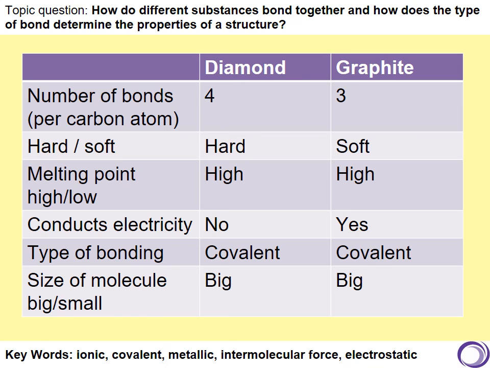In terms of conducting electricity, diamond does not conduct electricity, but graphite will, and the reason it does this is because it has free delocalized electrons that can move between the layers. This is possible because it only forms 3 bonds, so the spare electron not used in bonding becomes delocalized. They both have covalent structures, and they both exist as big molecules.